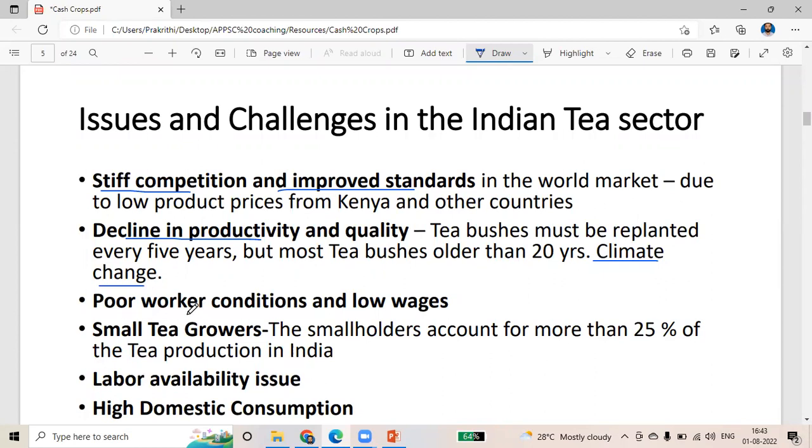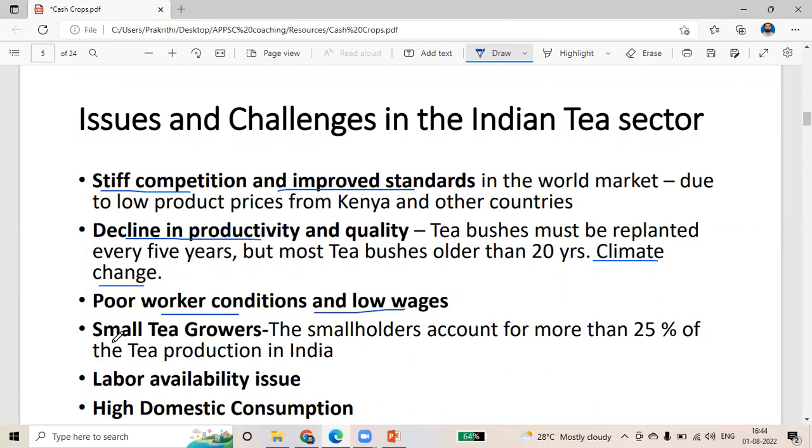Another one is poor worker conditions and low wages. Usually tea cultivation is in rural areas. For the rural population this is an earning source, but they are not that developed, so they are purely dependent on tea cultivation. But they are given low wages. So that is another problem. On one side tea is produced at maximum and exported, but the benefit is not going to the laborers who are working in the tea sector.